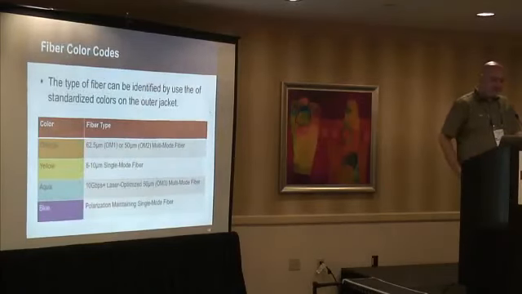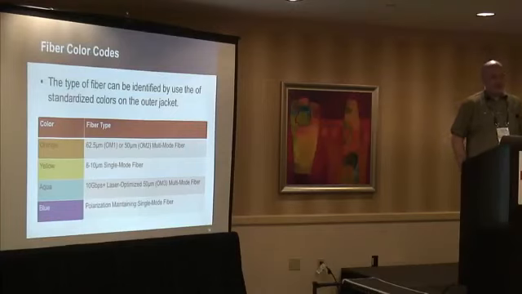There's a bunch of standardized color codes that you will use when working with fiber. So orange is going to be like the jacket on the actual fiber. Orange is going to be your basic 62.5 or 50 micron multi-mode fiber. Yellow is going to be your standard single mode fiber. Aqua is going to be your 10 gig optimized multi-mode, and it's rare, but sometimes you'll see it. Blue is polarization maintaining single mode fiber. We'll talk about more later.